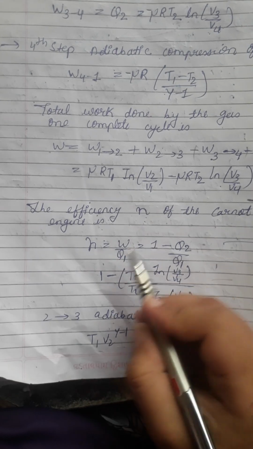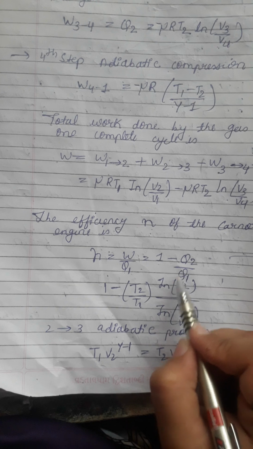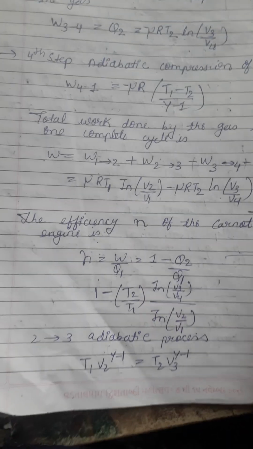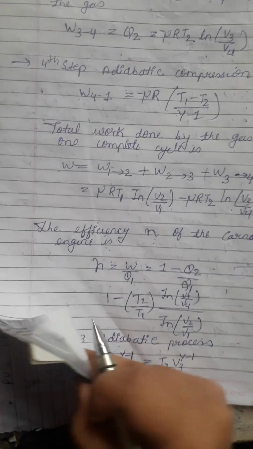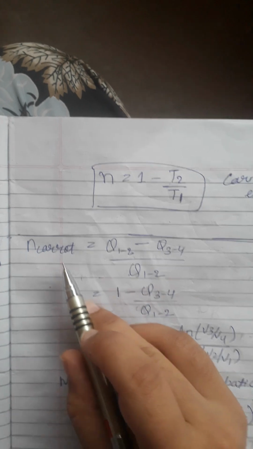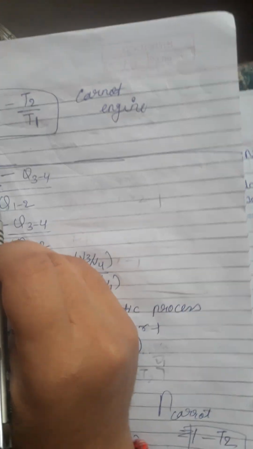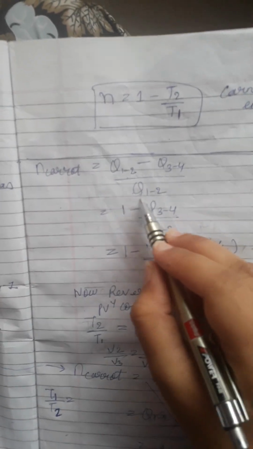of the efficiency. Now W by Q1 equals 1 minus Q2 by Q1. Now some of the students are thinking, where did this come from? Now it is not any big deal. Let me explain in detail. Here now the efficiency of the Carnot engine is η equals (Q1→2 minus Q3→4) upon Q1→2.